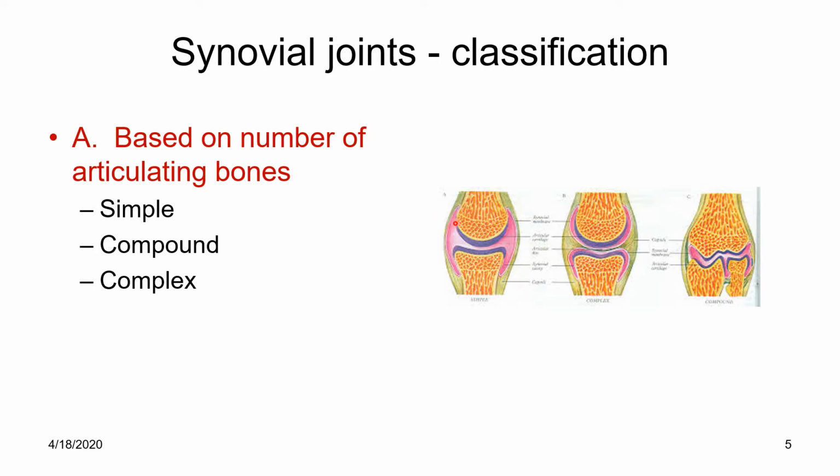So, in a simple joint, only two bones will be articulating, and in the case of compound joint, more than two bones will be articulating. In the case of complex joint, there will be an articular disc dividing the joint cavity.